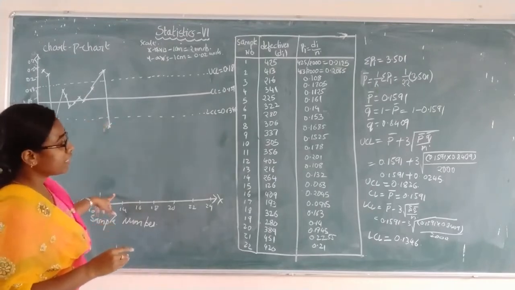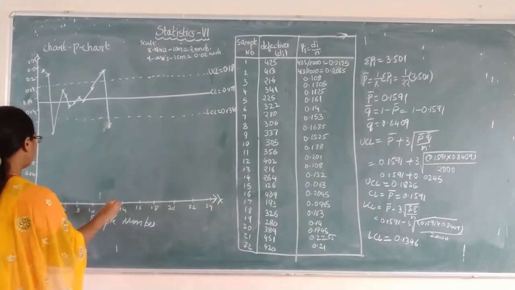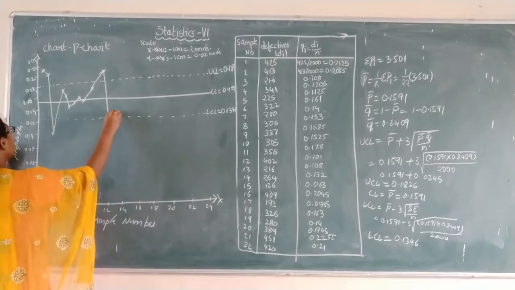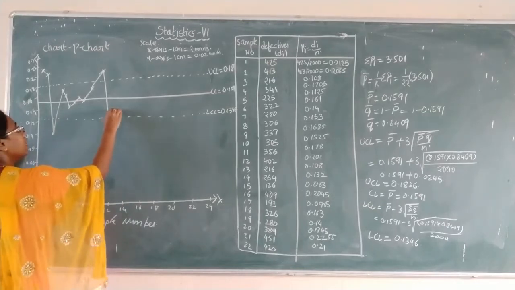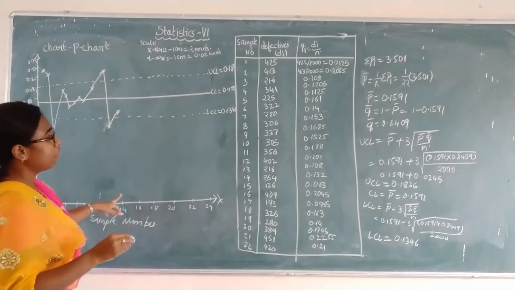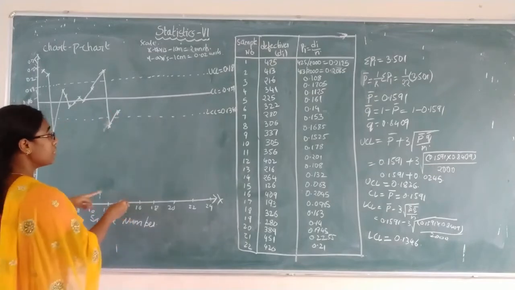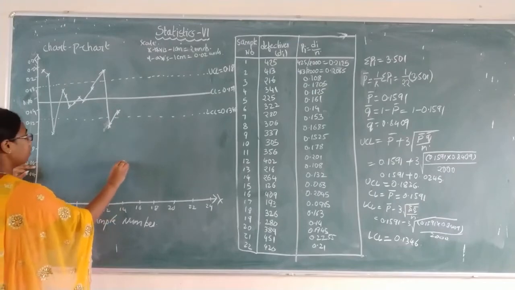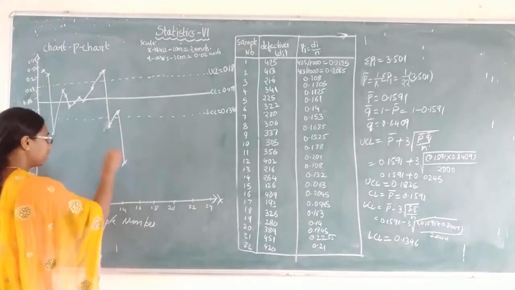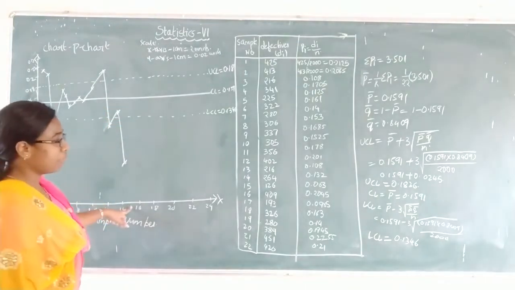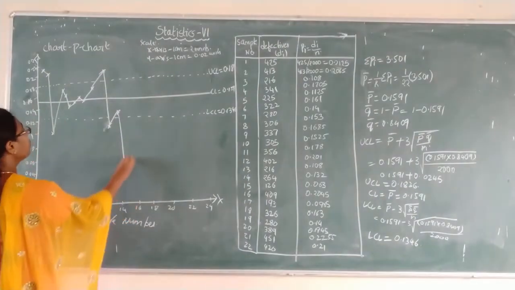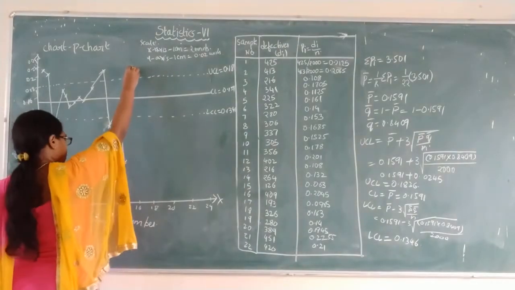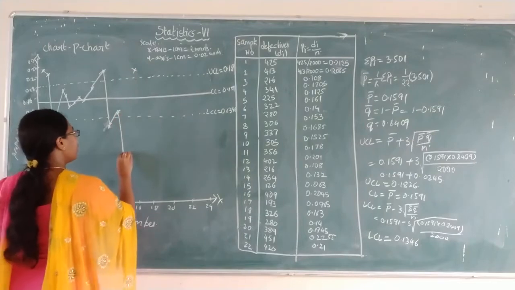Next, for the 13th sample, the value is 0.13. Join it. Next, for the 14th sample, the value is 0.06. 0.06 here. Join. Next, for the 15th sample, the value is 0.20. Again here. Join it carefully.